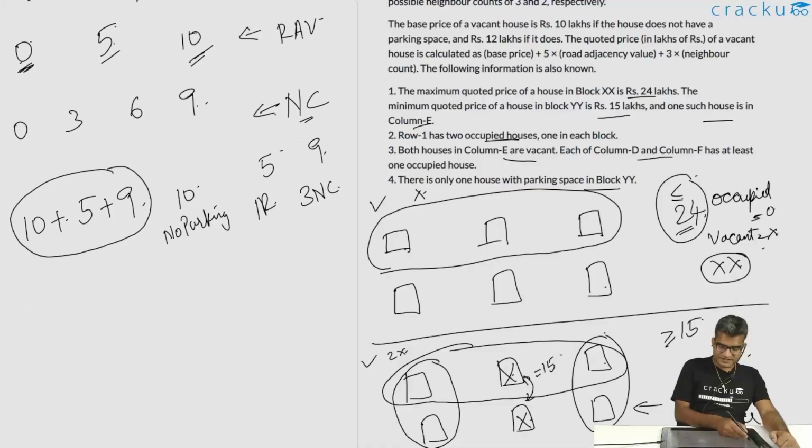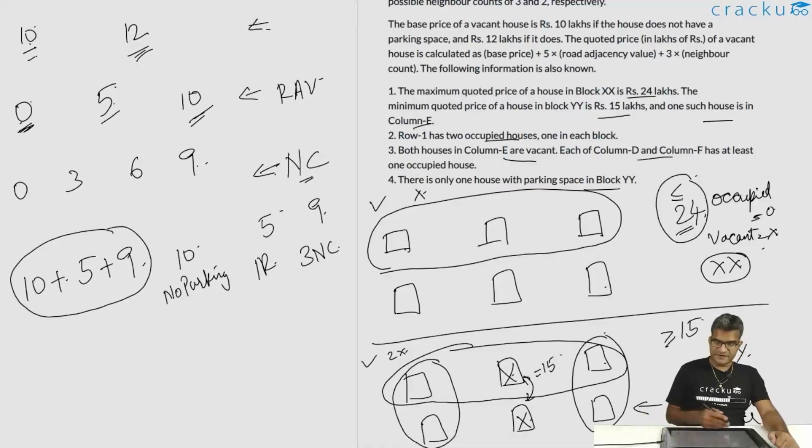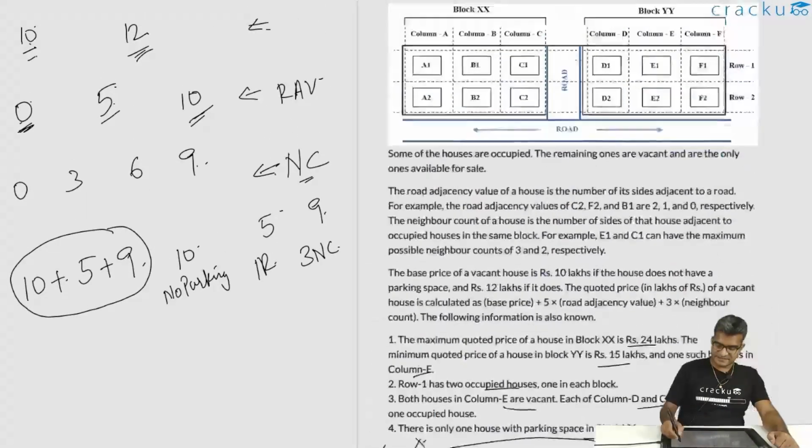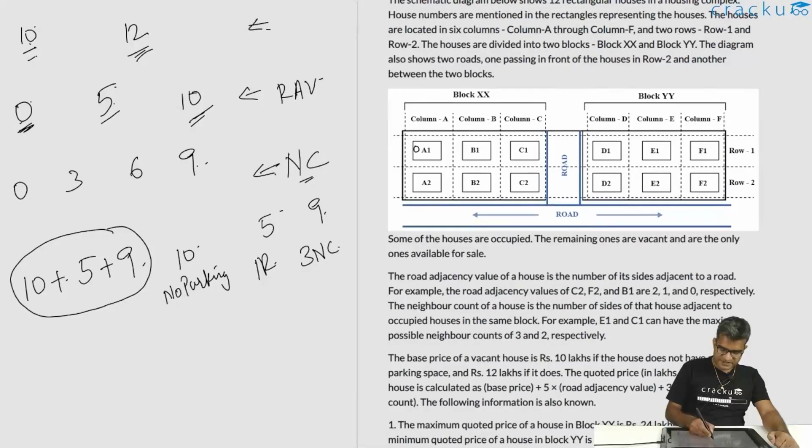Which of these houses has one road access? If you are looking at the road access from XX, this has 0 road access, this has 0 road access, this has 1 road access, this has 1 road access, this has 1 road access, this has 2 road access. We need a house which has exactly 1 road access. So it is not this one, it is not this one, it is not this one. The remaining 3, that is A2, B2 and C1, have exactly 1 road access. But we also need 3 neighbor counts.